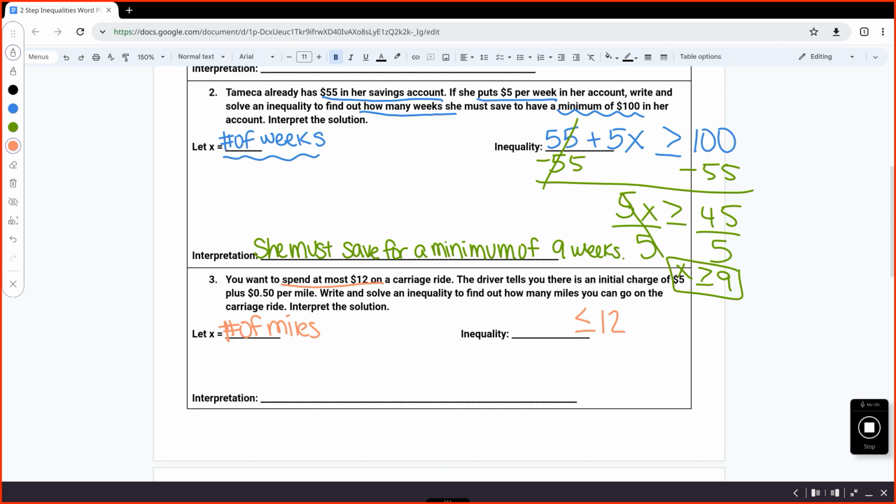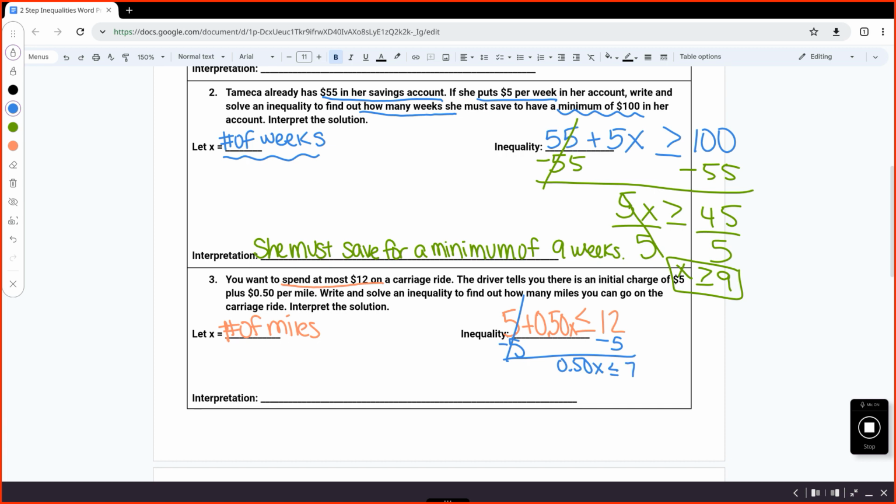All right, the driver tells you the initial charge is $5. So we're starting with $5 plus 50 cents per mile. So I'm going to do plus 0.50 per mile. So plus 0.50x. And now we can go ahead and solve. So I'm going to start with subtracting 5 on both sides. Okay, and then we have 0.50x is less than or equal to 12 minus 5, which is 7.